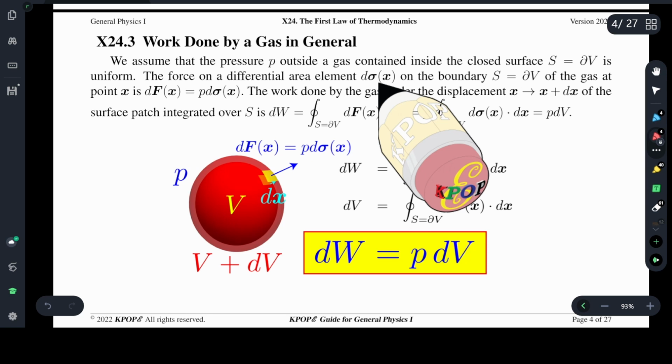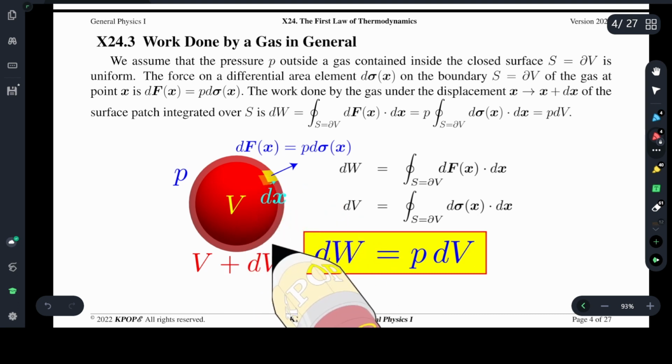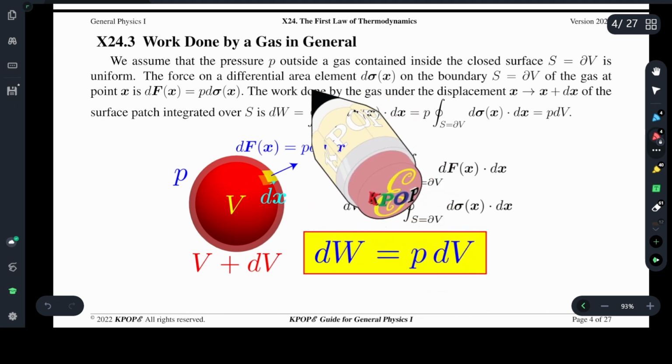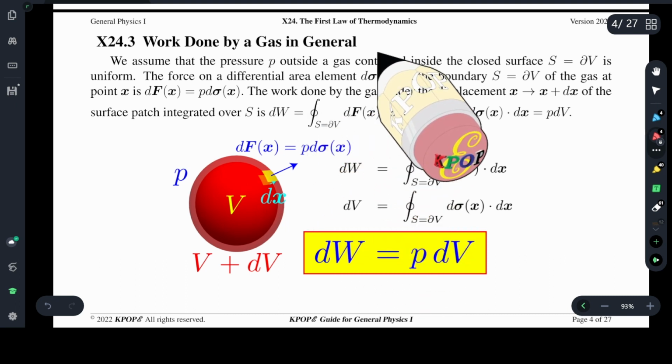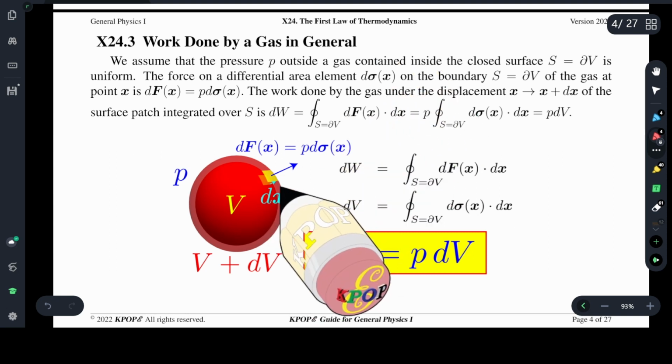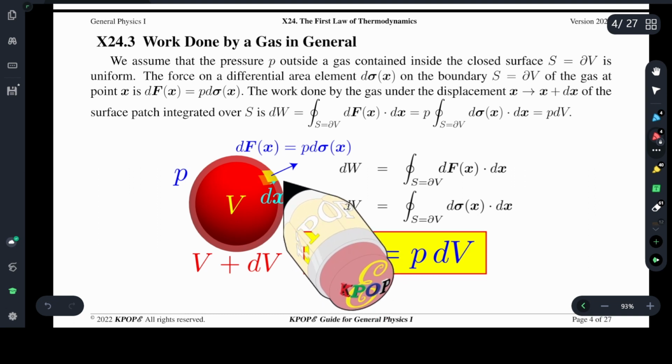This is true for the general shape of gas. We consider the simple case of a gas contained in a simply shaped container, such as a cylindrical container. But it is also possible to compute the work done by the gas contained inside a spherical container or any shape. So what we want to do is consider the force applied to a small patch.